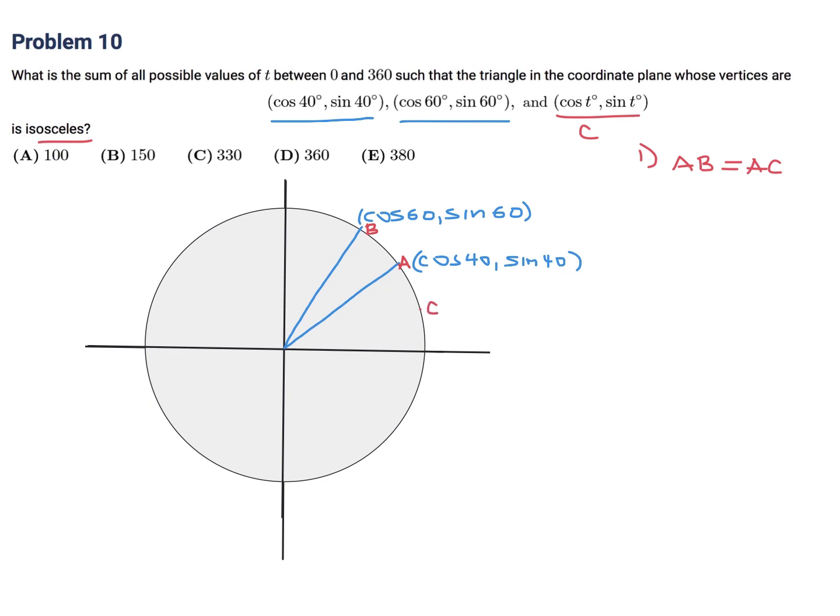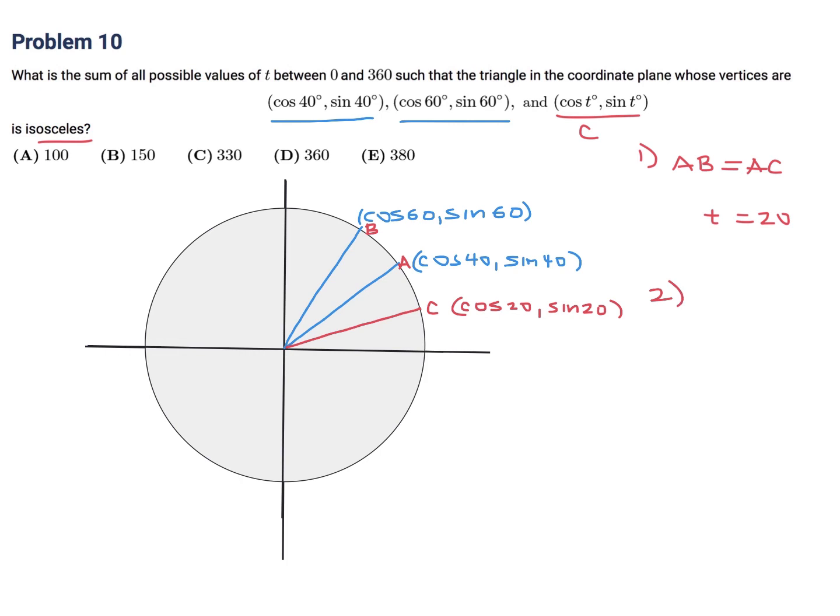And therefore, if you're going 20 degrees from A to B, you go 20 degrees from A to C. So this would be 20. So it would be cos 20 and sine 20, right? Oops, sine 20, not sine 40. Okay, so in that case, t is 20 degrees. So that's the first one.